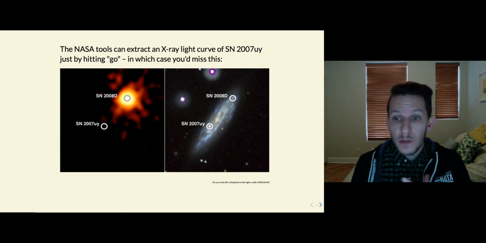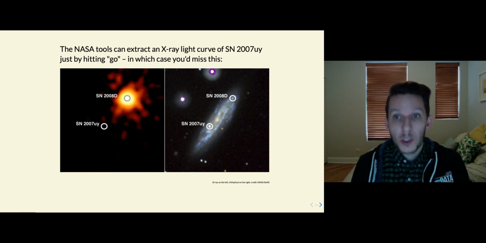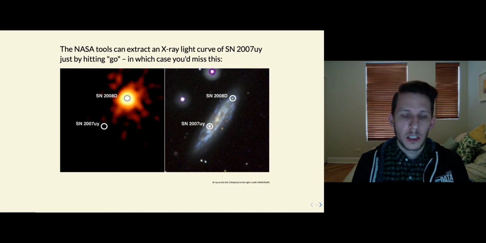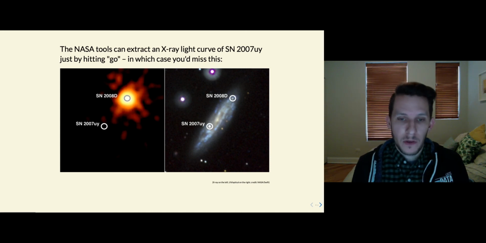Okay? Here's the same galaxy, and you can see Supernova 2007 UY highlighted again with the white circles. But what you'll notice, the thing that's starkly different in this particular image, is that Supernova 2008-D exploded about a month after Supernova 2007 UY. And not only did it explode a month after 2007 UY, it happened to explode at a time when the SWIFT satellite was looking at the telescope.